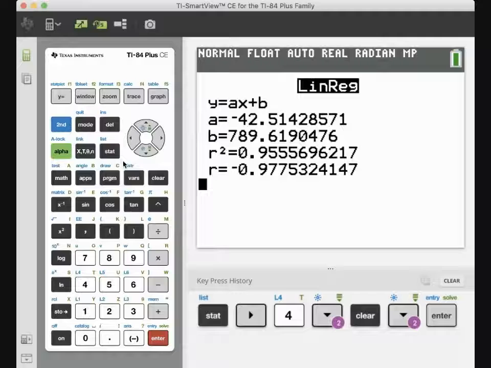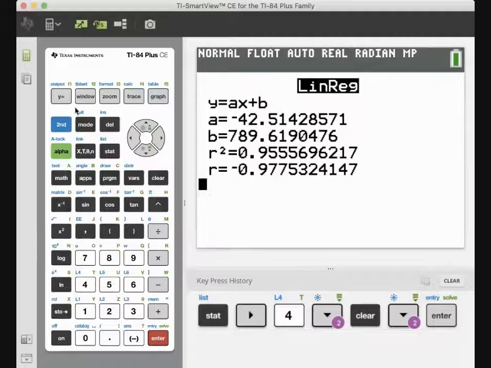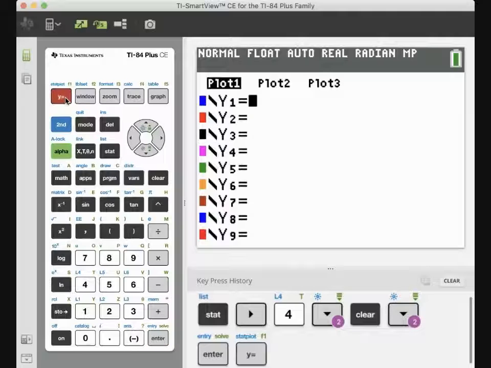Now, if you wanted to see what this would look like as a graph, I'm going to show you guys. Again, this next part is not necessary. I'm just showing you what this would look like, if you're ever curious. You could actually just type it in. I think I'll just type it into our Y1 instead of going about it the other way. We were asked to round all coefficients to the nearest tenth.